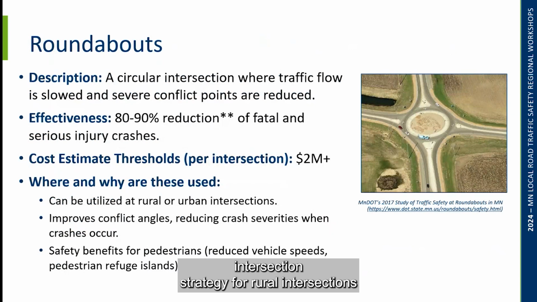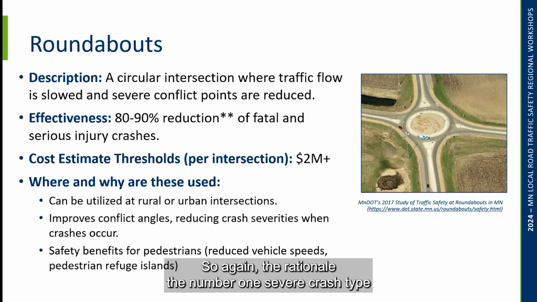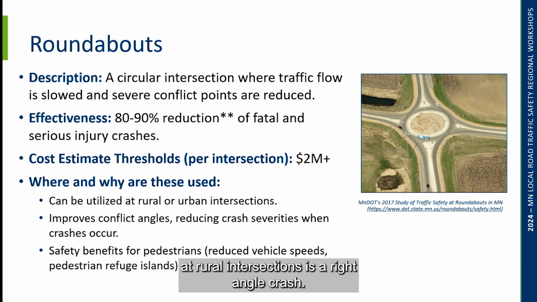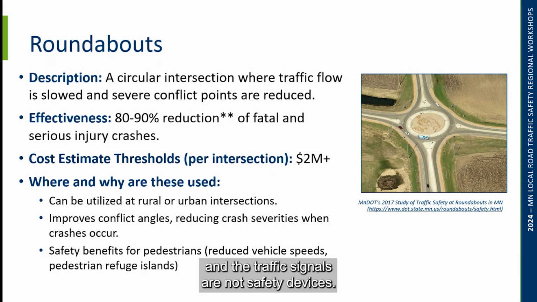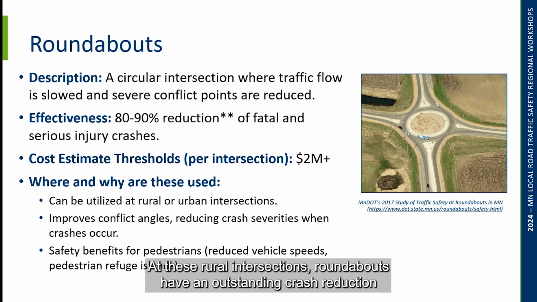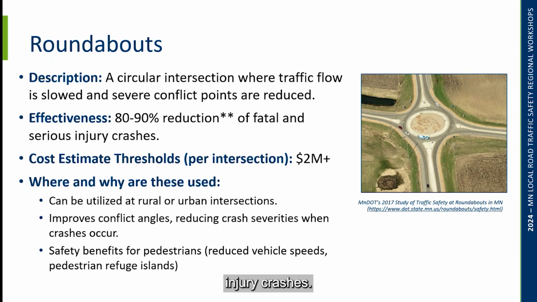A final intersection strategy for rural intersections involves roundabouts. So again, the rationale: the number 1 severe crash type at rural intersections is a right angle crash. We know that the minor road crossing is a primary contributing factor and that traffic signals are not safety devices at these rural intersections. Roundabouts have an outstanding crash reduction that's in the range of 80 to 90% of fatal and serious injury crashes.